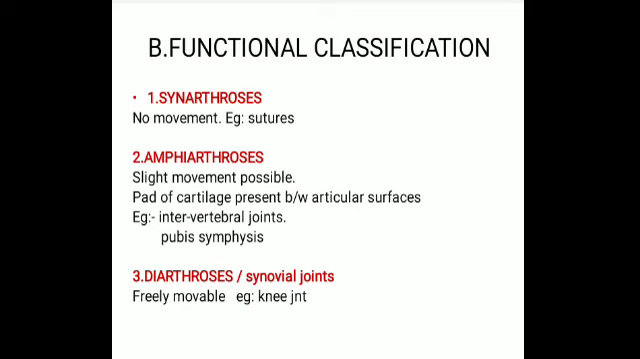And the third variety is diarthrosis. And these are the synovial joints which allow free movements. Examples: knee joint, shoulder joint, hip joint.